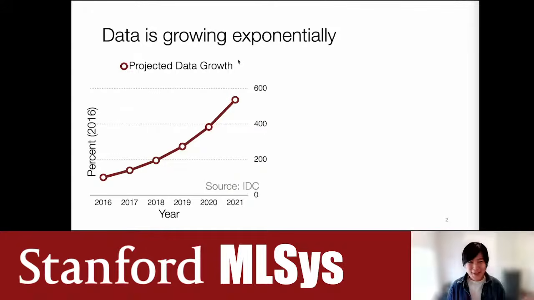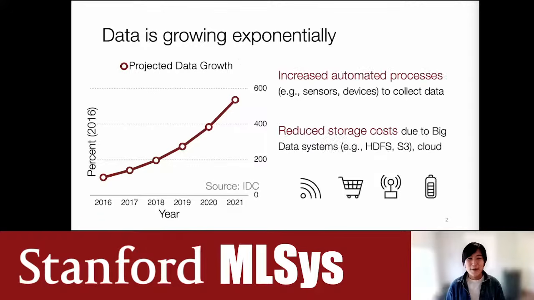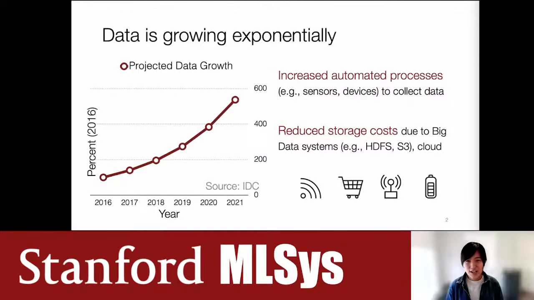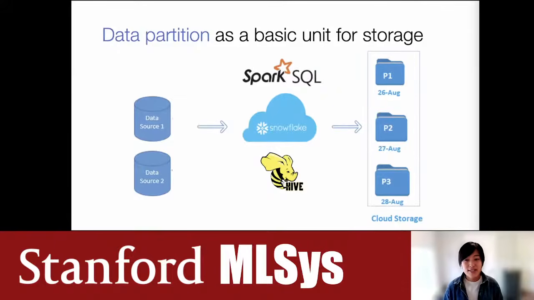I'm sure that you have heard this from many people many times, that we're seeing a lot of data because there are more sources that are collecting data, and also because the storage costs have decreased due to big data systems such as Amazon S3. So to store and process these large volumes of data, many modern analytic systems now store and process these datasets using data partitions as a basic unit for storage. So systems like Snowflake, Spark, and Hive.